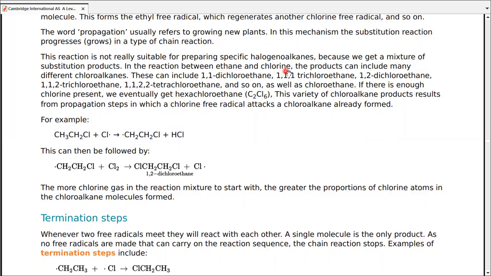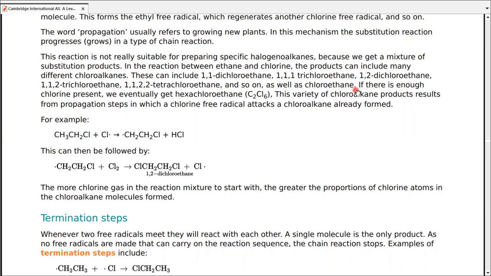Ethane and chlorine react. Now, the product may include different chloroalkanes. This can include 1,1 or 1,1,1, 1,2 or 1,1,2 or 1,1,2,2. Remember, all of these are possibilities, and so on, as well as chloroethane.